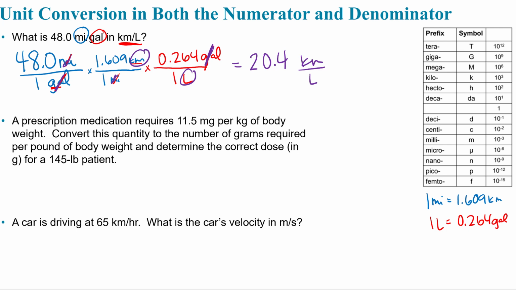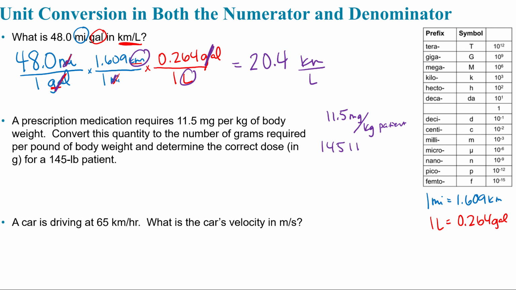All right, the next one says a prescription medication requires 11.5 milligrams per kilogram of body weight. So we have 11.5 milligrams per, which means to divide in math. So that's per kilogram of body weight. So that's the weight of the patient. And then it says, convert this quantity to the number of grams required per pound of body weight and determine the correct dose in grams for a 145-pound patient. So I have a 145-pound patient.